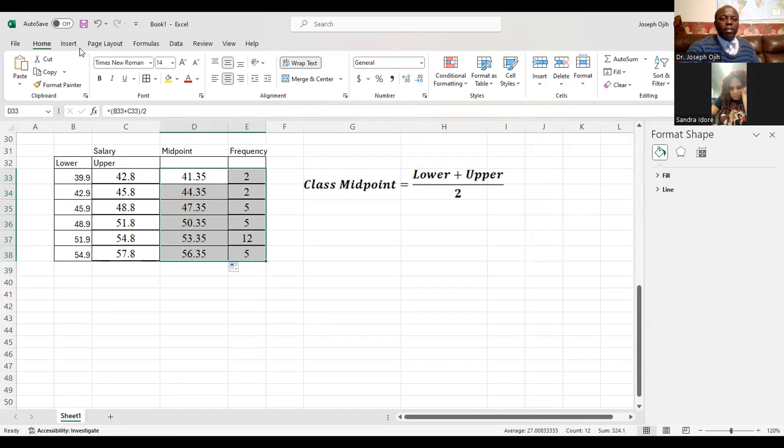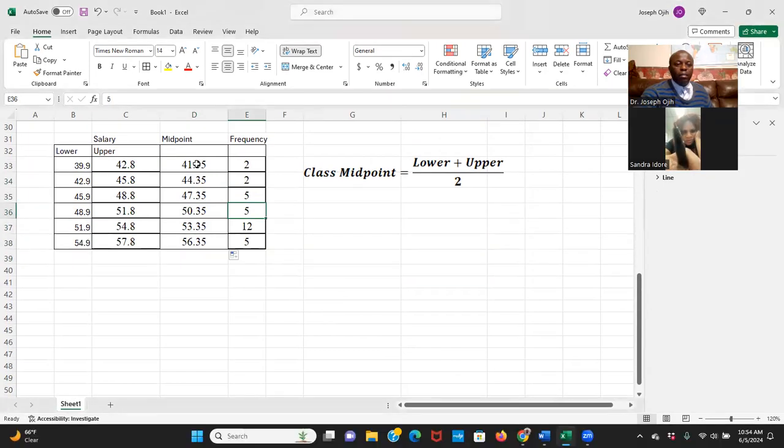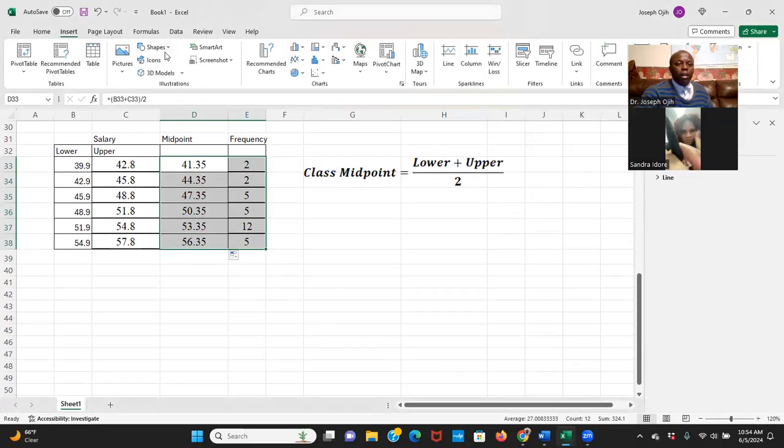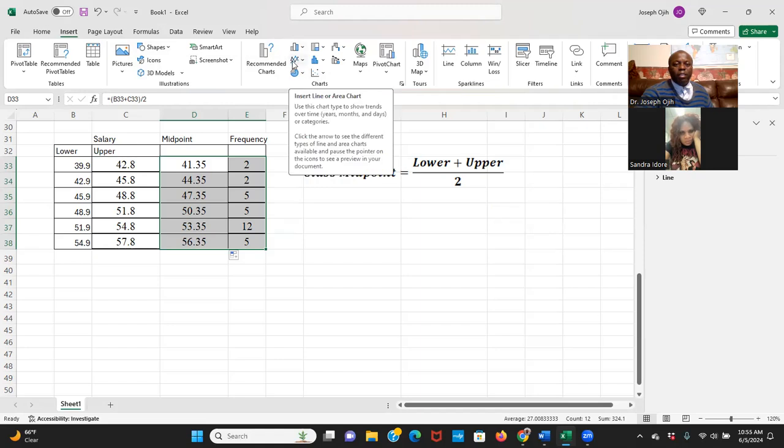You're going to highlight here, then click on insert. Hold on, give me one minute. Let me double check this. Yep. I'm going to highlight here, click on insert. So you go here to the box. You're looking for a line graph. This one is a line graph. You can see right here.